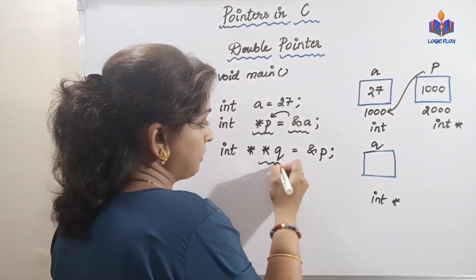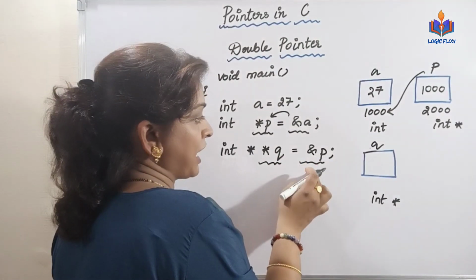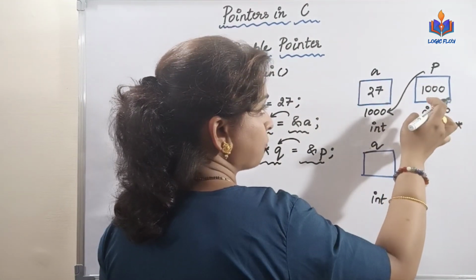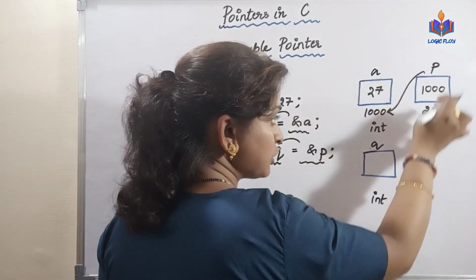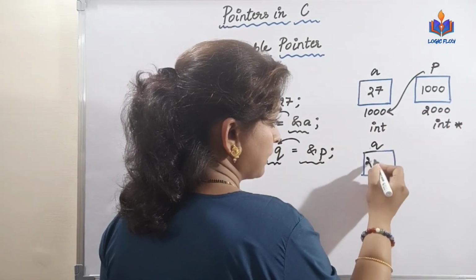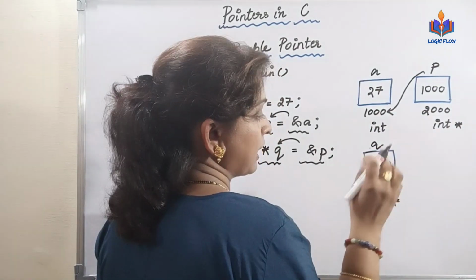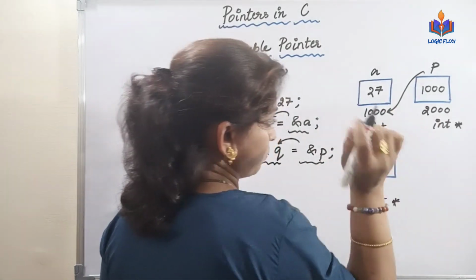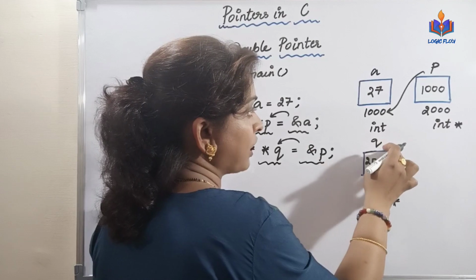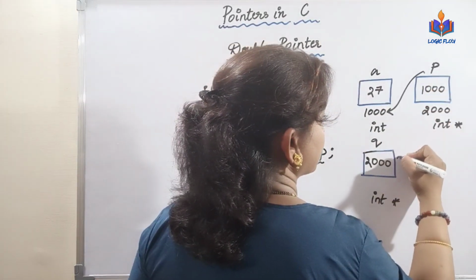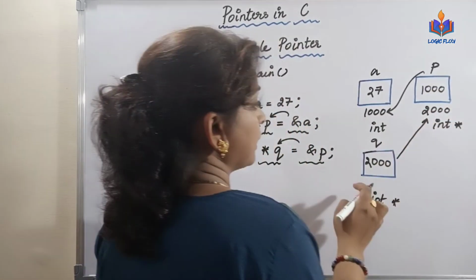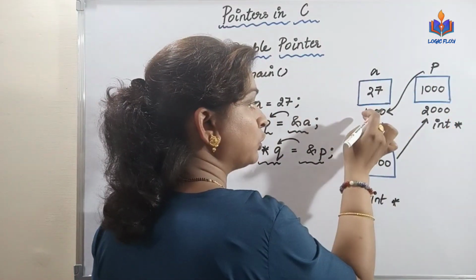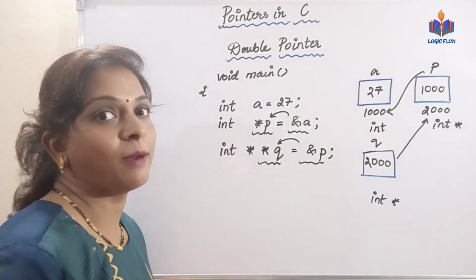Then with the same line, I am storing the address of p. What is the address of p? This is 2000, so here I'll get 2000. Means to say the pointer q is pointing to this location. See, the pointer q is pointing to one more pointer, and this pointer is pointing to a normal variable. This is what a double pointer is.